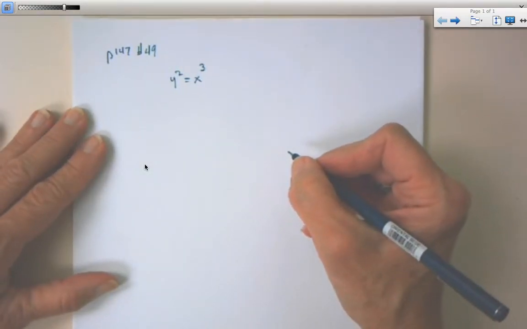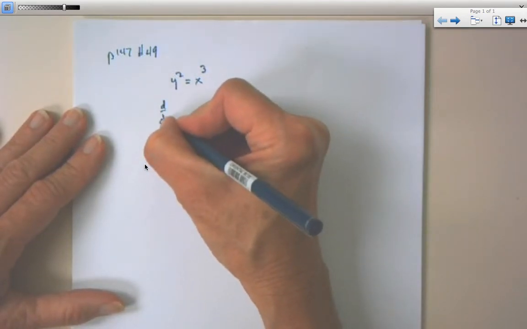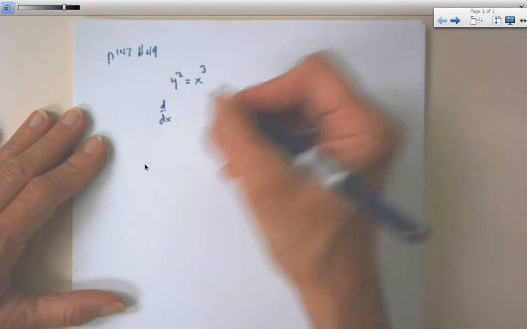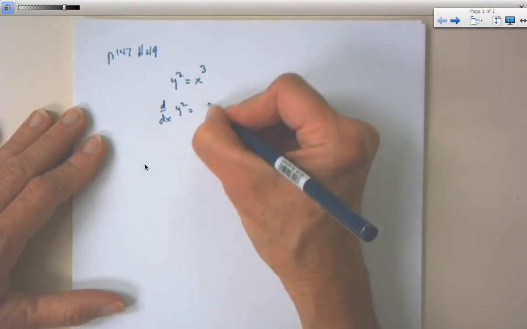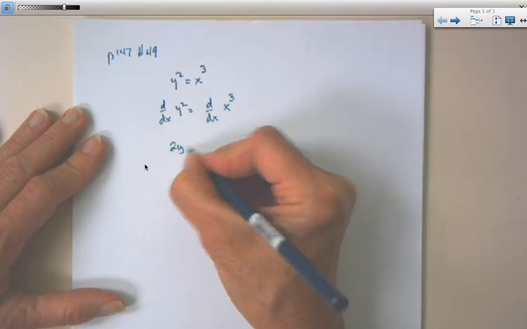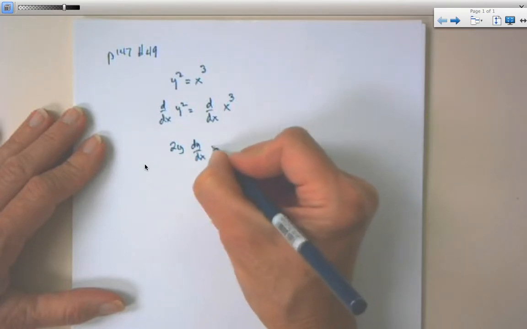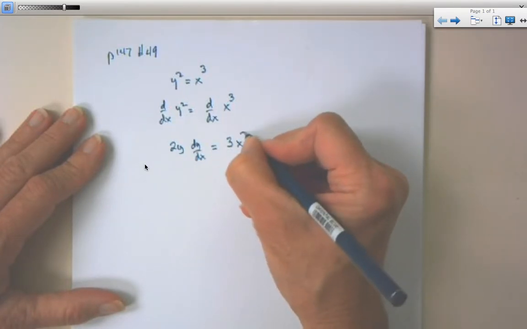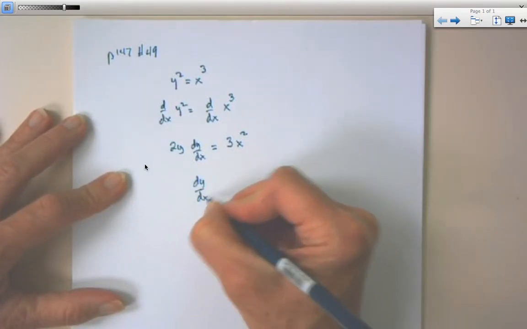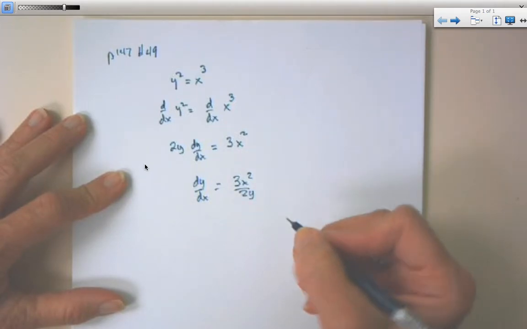So we're going to differentiate with respect to x because it asks for the second derivative of y with respect to x. So that's 2y dy/dx equals 3x squared. All right, so solving for dy/dx, it's 3x squared over 2y.